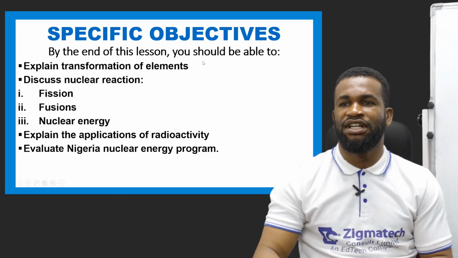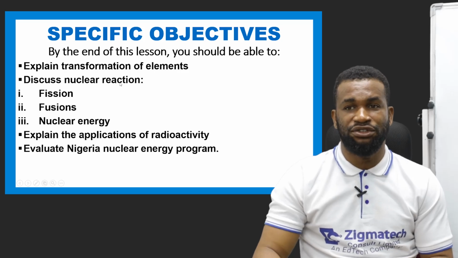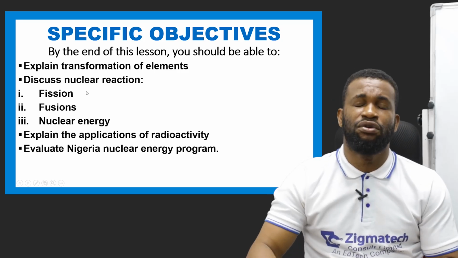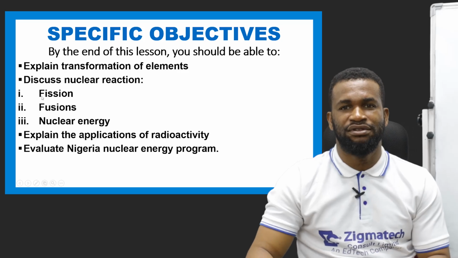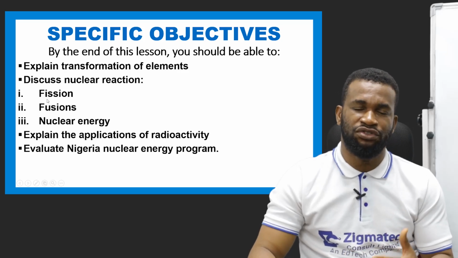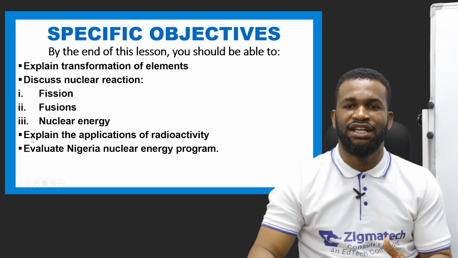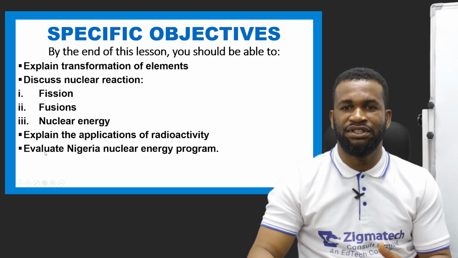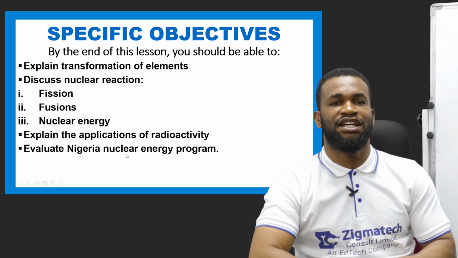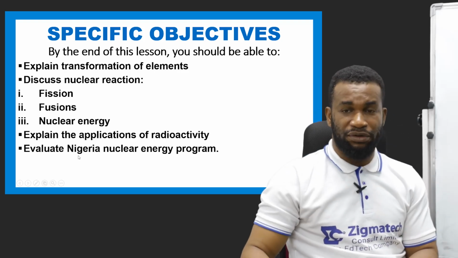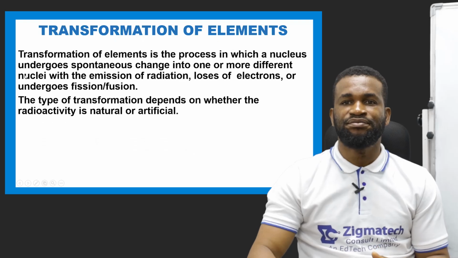Now, by the end of this lesson, you should be able to explain transformation of elements, discuss nuclear reaction, and then give also a better explanation of fission and fusion and nuclear energy, explain the application of radioactivity, and evaluate the Nigerian nuclear energy program. If you are ready, let's get started.